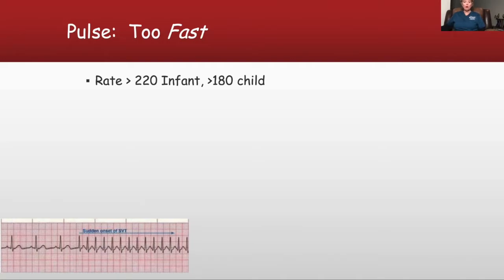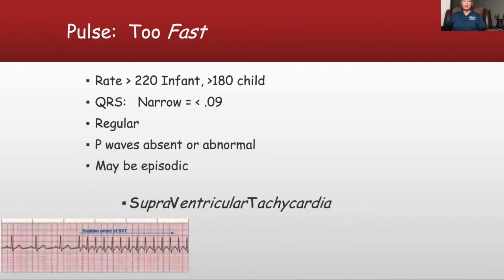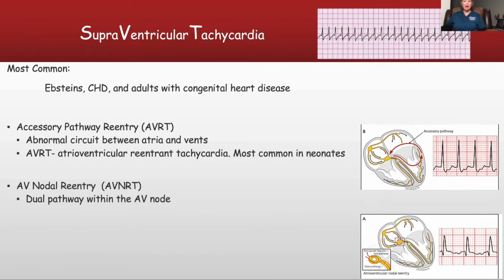So if their resting heart rate is over 220 in an infant or over 180 in a child, that's a huge red flag, and you need to get more information. You need to put them on a monitor and look at their ECG, look at their QRS. Is it narrow? Is it less than 0.09? Is it regular? You may or may not see P waves. It could be episodic, meaning PSVT, where it's a normal sinus rhythm and then it flips into SVT and then flips back out. But more than likely, that's supraventricular tachycardia, the re-entry mechanism from an accessory pathway.